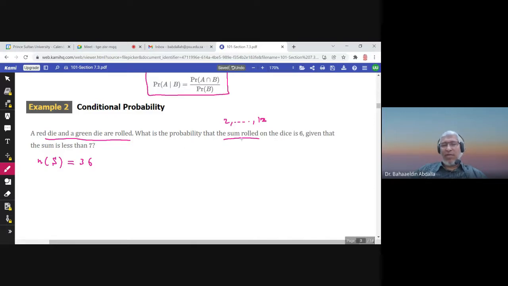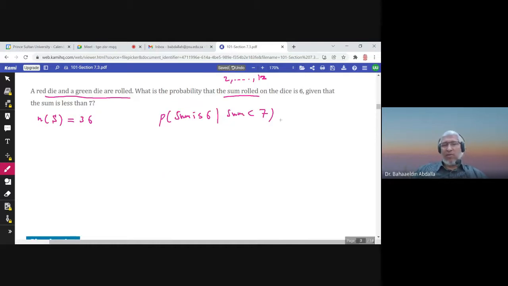What is the probability that the sum rolled on the dice is 6? So he's asking for the probability that the sum is 6, given that the sum is less than 7. So the sum is less than 7. He's asking about this probability. Well, if I want to use the number of elements, it would be the number of elements with sum less than 7. So I have to find out how many of these 36 have sum less than 7.